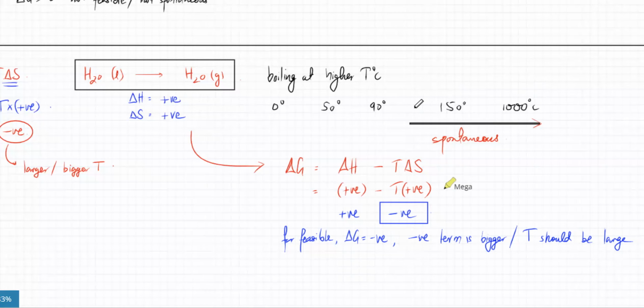So is this clear, this example? Zaib, is this clear? Yes, sir.